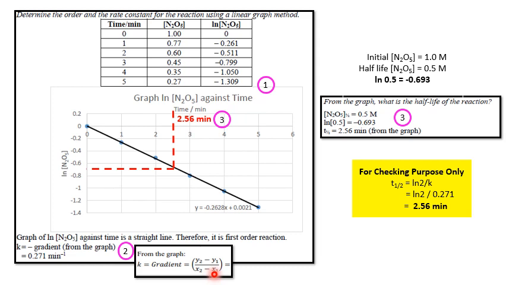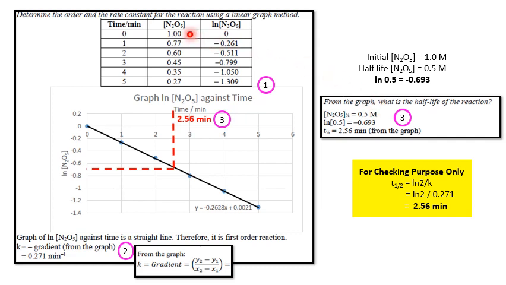The next question will ask you to find the half-life of this reaction. I think most of you will try the yellow box. You try to answer by using the yellow box method. I tell you, cannot. This yellow box is just for checking purposes only. Why? Because the question already mentioned we need to find out the half-life from the graph.